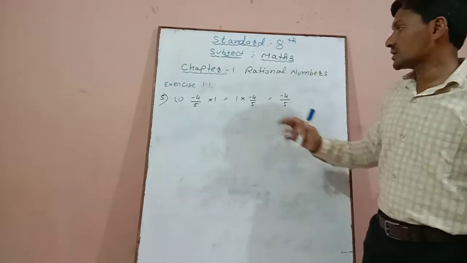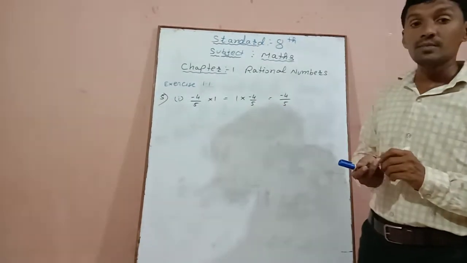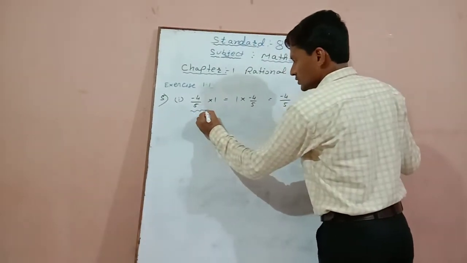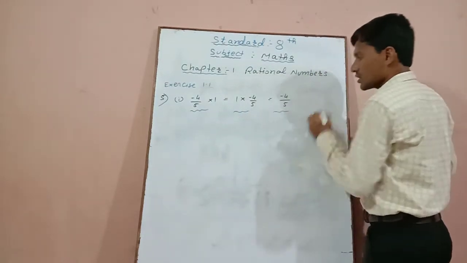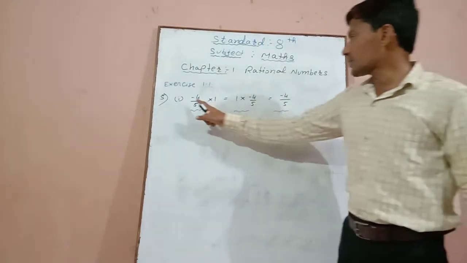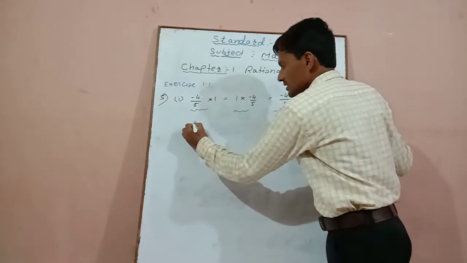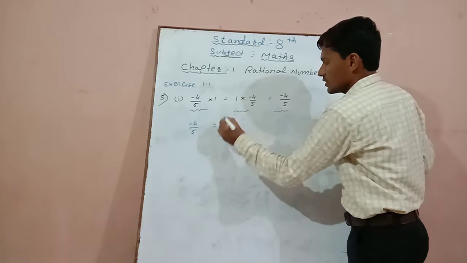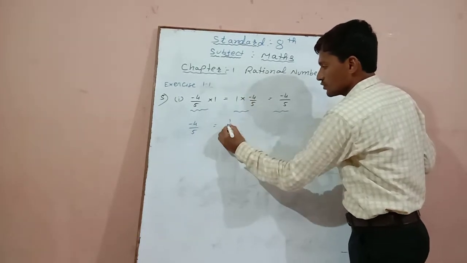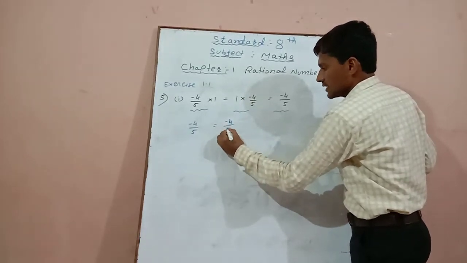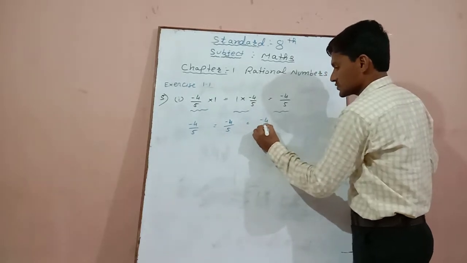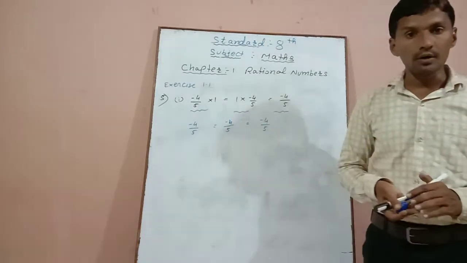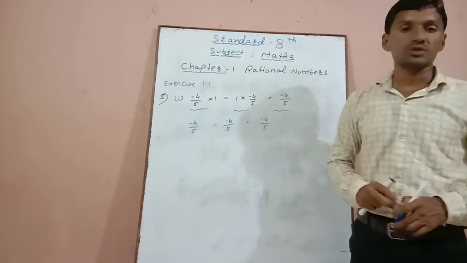Now these are the three results we can say, because in between them there is a sign of equal to. So when there is a sign of equal to, we will compare all these answers. Minus 4 into 1 is equal to minus 4 divided by 5, here also minus 1 into 4 is equal to minus 4 divided by 5. Again the answer is minus 4 divided by 5. We can see that all answers are common after multiplication by 1.